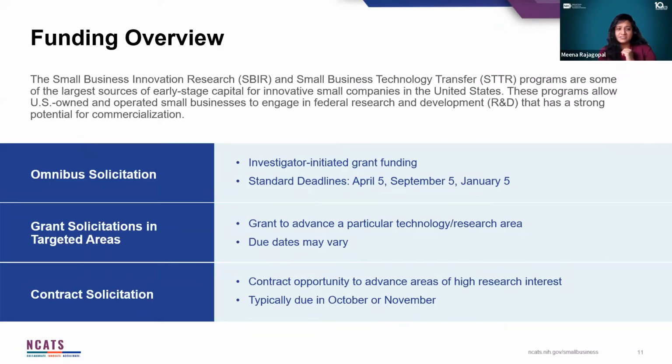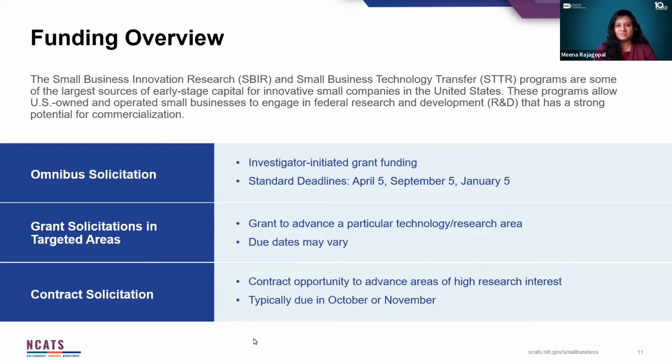For the targeted grant solicitations, the deadlines usually track the omnibus solicitation, but sometimes, depending on the topic, they could vary. So I would strongly encourage you to please visit our website again and familiarize yourself with the targeted grant solicitations. And if you have any questions, please reach out to us and we'll be happy to answer your questions. And then once a year, we have what's called the contract solicitation. This is typically around the October, November timeframe. And since this is a contractual agreement, there are deliverables that have to be met.